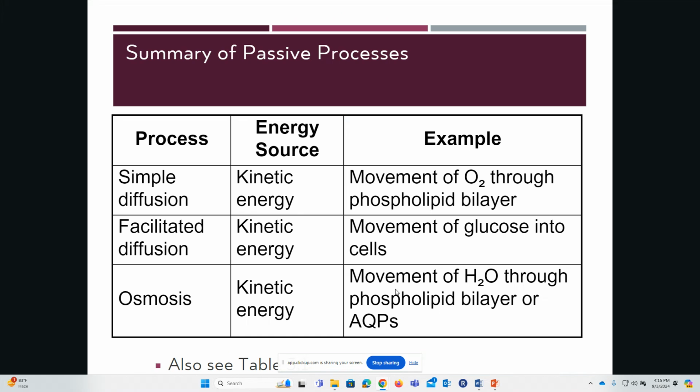Water can move straight through the membrane, but it usually moves through something called an aquaporin. Aquaporins are just special channel proteins for water. So that's our basics for passive processes.